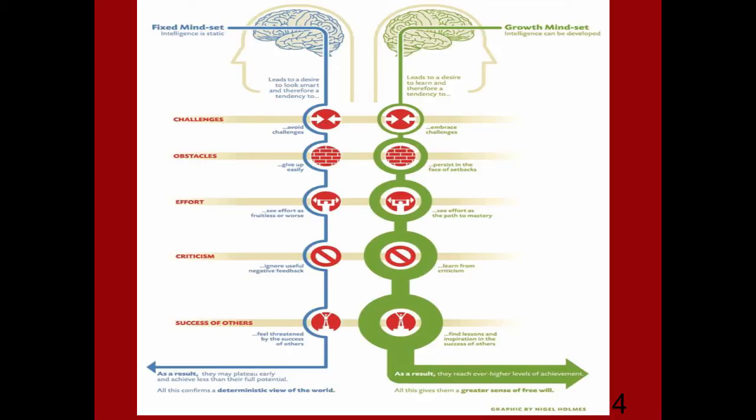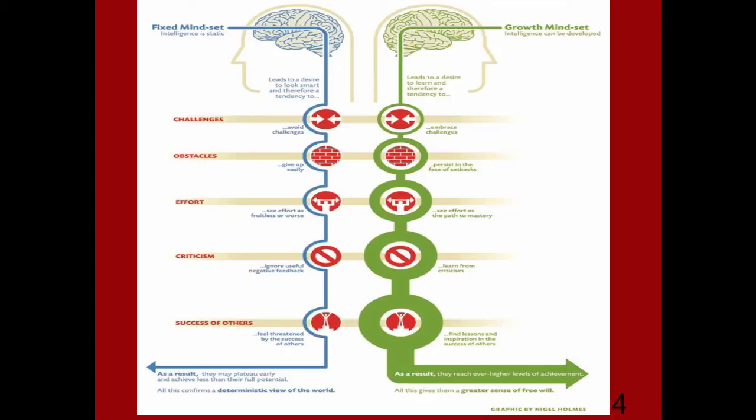This graphic is a much more detailed depiction of the growth versus fixed mindset. Again, the fixed mindset is on the left and the growth mindset is on the right. Let's take a closer look at the fixed mindset first. You can see here that when a person has a fixed mindset, that is, that they believe that intelligence is fixed or static, it really leads to a desire to look smart, to prove to others that they've got it. Because ultimately, when we have a fixed mindset, we believe that either we've got it or we don't. We were born with it or we'll never have it.